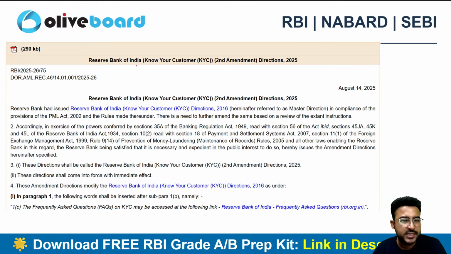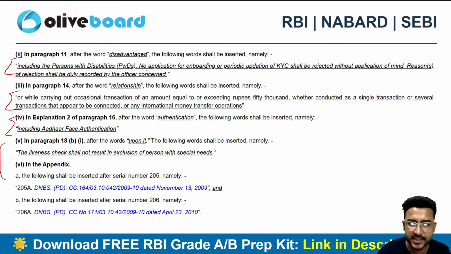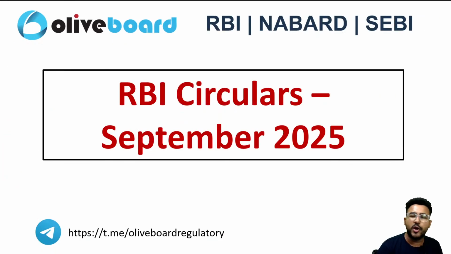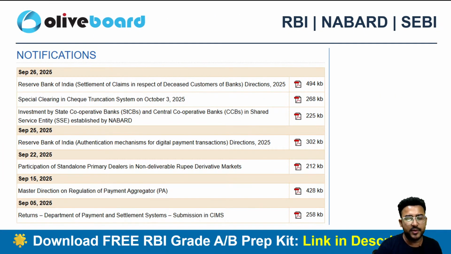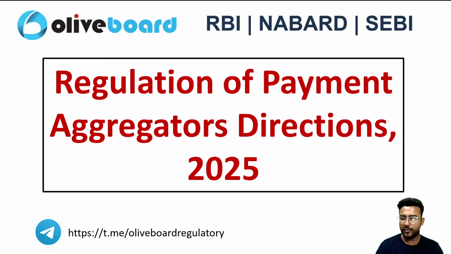Then there were some amendments in the KYC related directions. They have just added some lines, paragraphs related to Aadhaar based authentication for persons with physical disability and so on, right? Not a major update. If I talk about the September 2025 data related to RBI circulars, we have this much to cover as of now. The last published circular was on 26th of September, though the month is still not concluded. We can have some updates maybe today or tomorrow, right? Till 30th of September, I am taking the major circulars as of now.